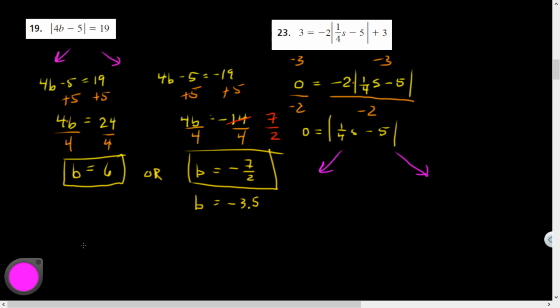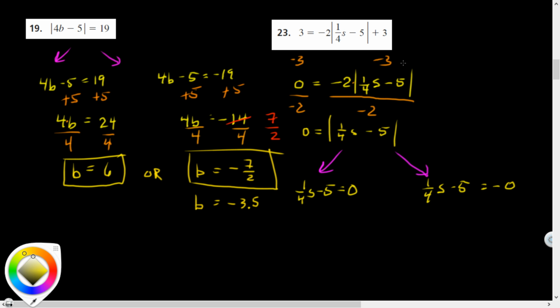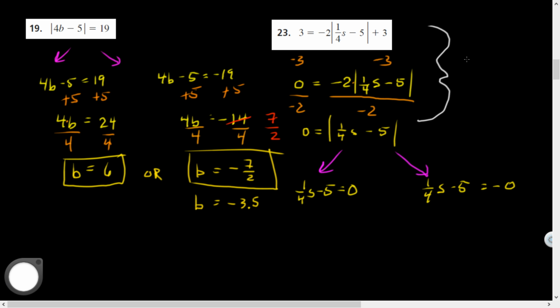In this case, the break it up step's not that interesting. I'm either going to have 1/4 s minus 5 is equal to 0, or 1/4 s minus 5 is equal to -0. But that's just kind of not helpful. It's the same thing as over here. So you would really only have to solve one of these. There's only going to be one solution here. And that's what we'd end up having. But I just want to point out this concept right here: all of this work is to isolate the absolute value.